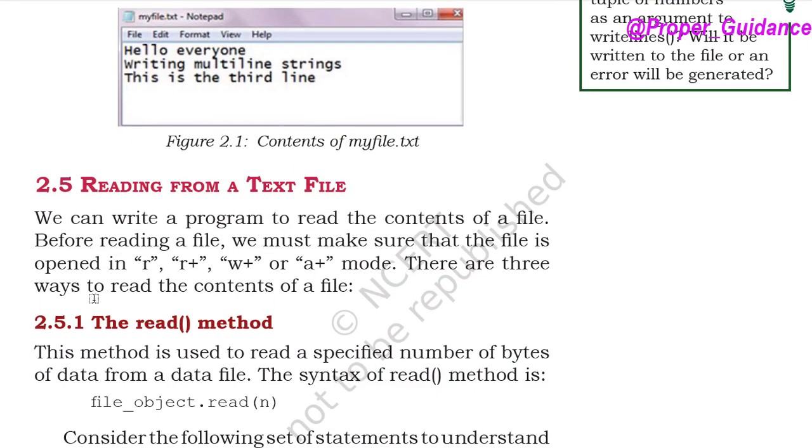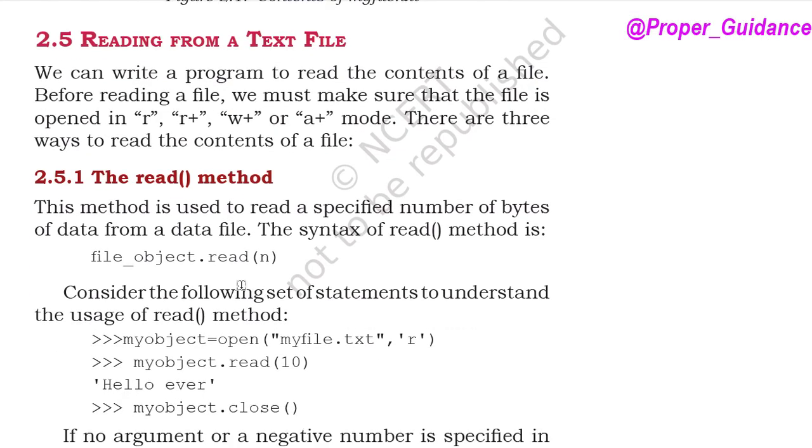Reading from a text file: we can write a program to read the contents of a file. Before reading a file, we must make sure that the file is opened in r+, w+, or a+ mode. There are three ways to read the contents of a file. First, the read method. This method is used to read a specified number of bytes of data from a data file.